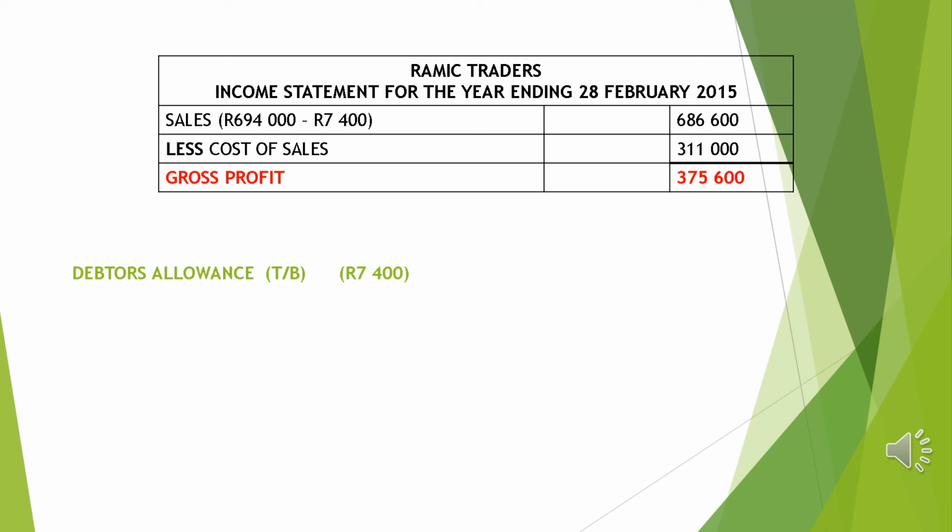So the first thing that you need to identify if you are preparing an income statement is the financial year end or a timeline. By timeline, I'm referring to the beginning of the financial year and the end of the financial year. For Remic Traders, the beginning of the financial year is the 1st of March 2014. The last day of the financial year is 28th February 2015. So, whatever you are going to prepare moving forward must be guided by the beginning and the end of the financial year.